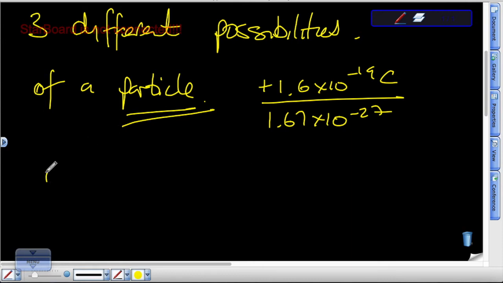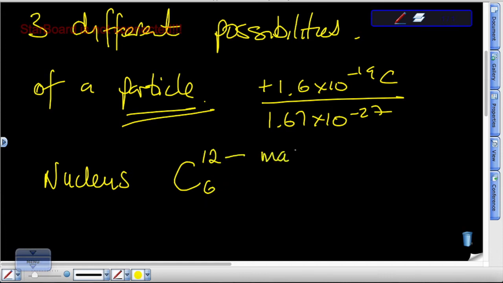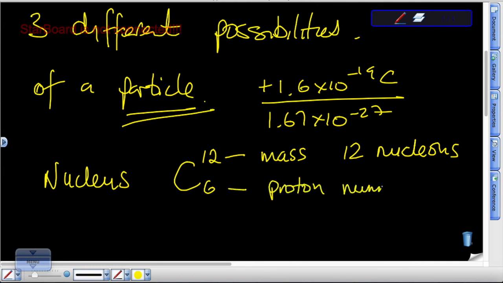Now, slightly more tricky is when you're asked for a nucleus. I'm going to take carbon 12 as an example. These two numbers here represent the relative mass, so it has 12 nucleons in there, a mixture of protons and neutrons which add to 12. This one here gives you the proton number. And by subtracting 6 from 12, you get the neutron number as well.